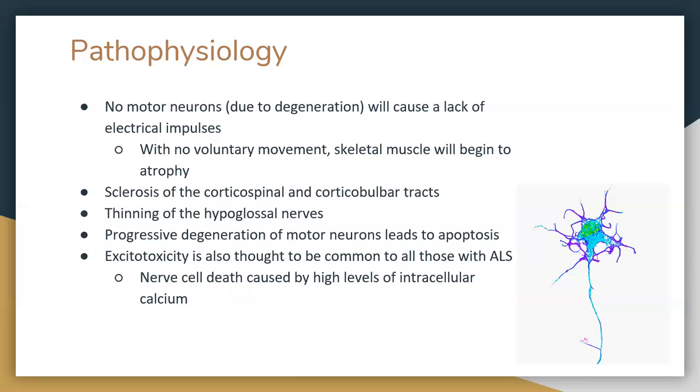And finally, excitotoxicity is also thought to be common in all of those with ALS. And excitotoxicity is nerve cell death caused by high levels of intracellular calcium. And this intracellular calcium may be high due to excessive stimulation of glutamate. And the most abundant excitatory neurotransmitter in the nerves is glutamate. And too much of this glutamate can lead to overexciting of the neurons, leading to this cell death.